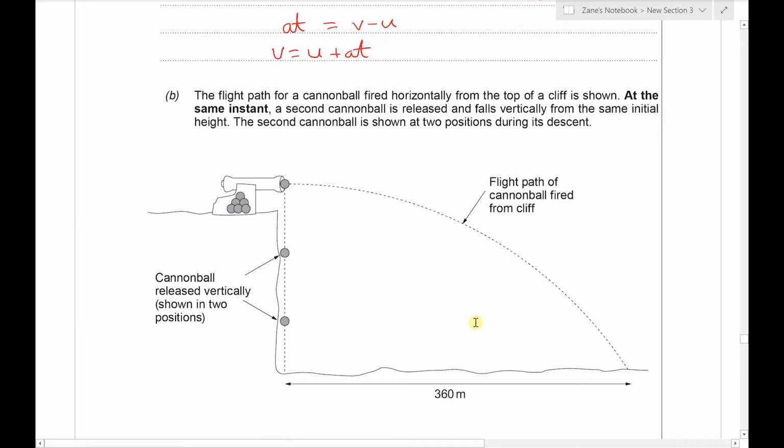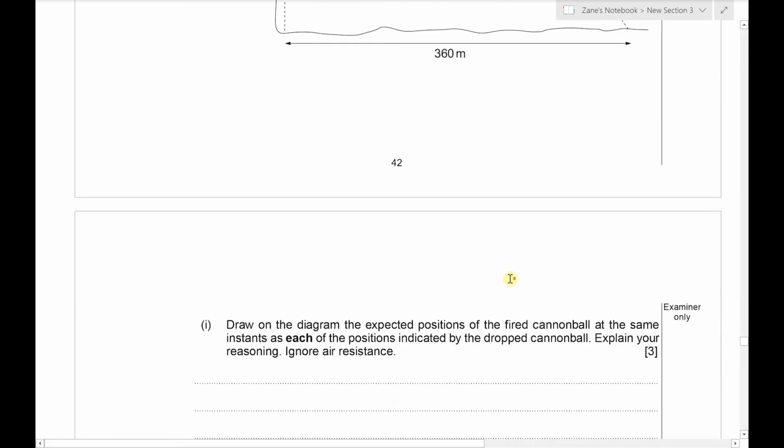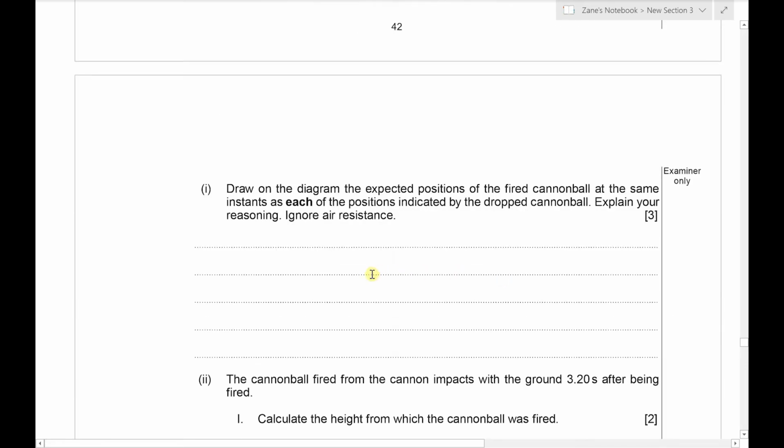For the next part of the question, we've got a cannonball fired horizontally from the top of a cliff, and at the same instant the second cannonball is released and just falls vertically from the same initial height. And the second cannonball is shown at two positions during its descent. The next part of the question is to draw on the diagram the expected positions of the fired cannonball at the same time instances as the positions indicated by the dropped cannonball. And we've got to explain our reasoning, ignoring air resistance.